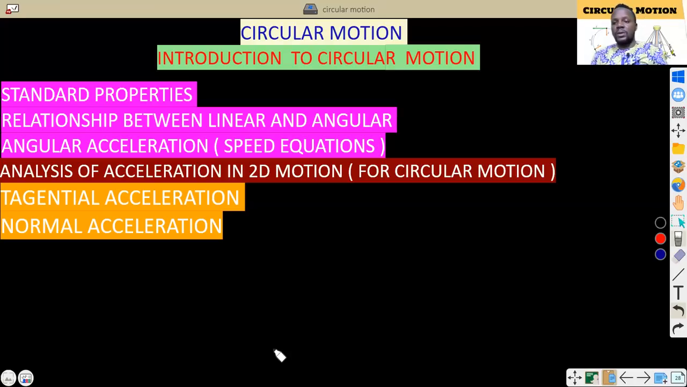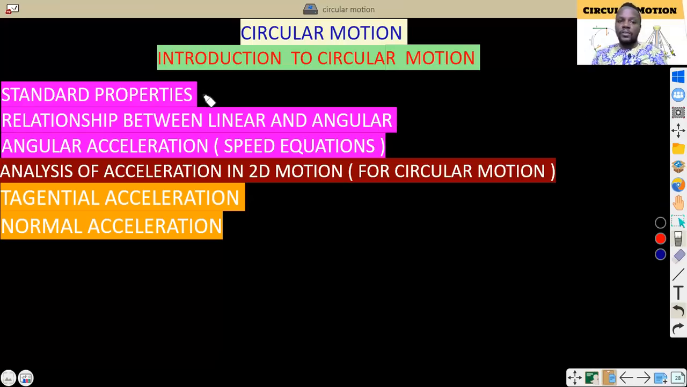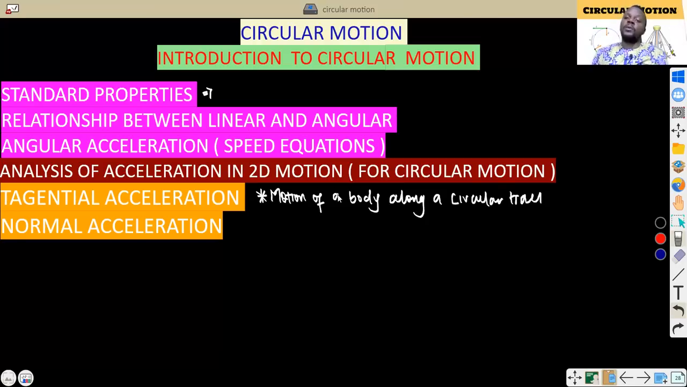Now about starting, we have to talk about the standard properties, which is the first thing. When we talk about standard properties, we are talking about circular motion. A good definition we can give: circular motion is defined as the motion of a body along a circular track. That's the first point you can write about properties.